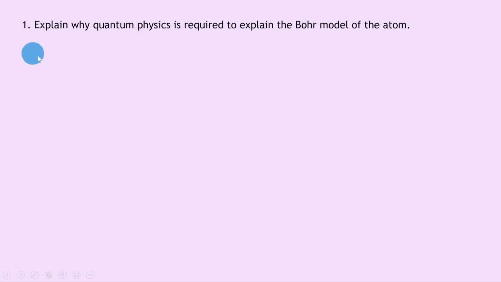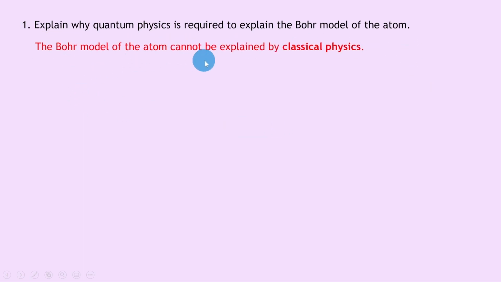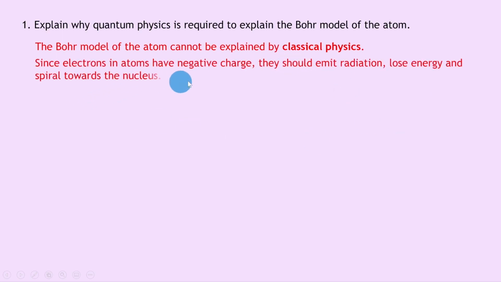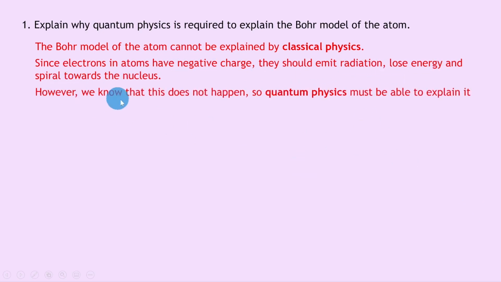So let's get started. Question 1 says to explain why quantum physics is required to explain the Bohr model of the atom. Well, the Bohr model of the atom cannot be explained by classical physics. Since electrons in atoms have negative charge, they should emit radiation, lose energy and spiral towards the nucleus. However, we know that this does not happen, so quantum physics must be able to explain it instead.